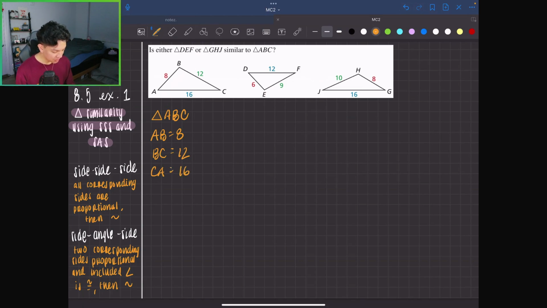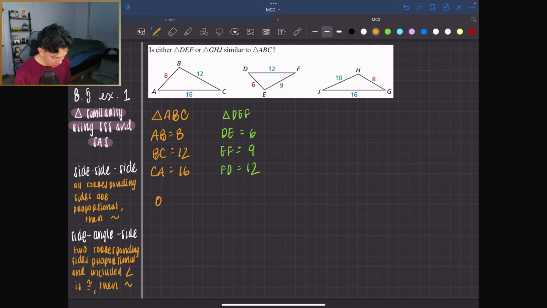And let's compare this first with triangle DEF. D to E is 6, the length of EF is 9, and the length of FD is 12. Now let's compare all of these, okay? It doesn't matter which way you go, but I'm just going to go from ABC to DEF.